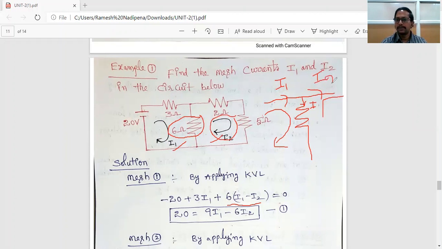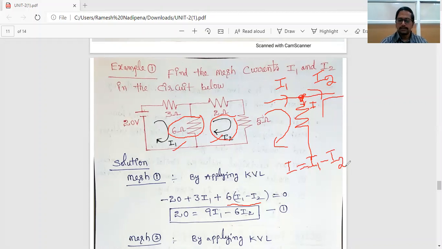Current leaves the node, right? That means at this node, the sum of entering currents equals the sum of leaving currents, according to KCL. So here I1 is entering, and here I and I2 are leaving. That means what is I here? I equals I1 minus I2. Simple.